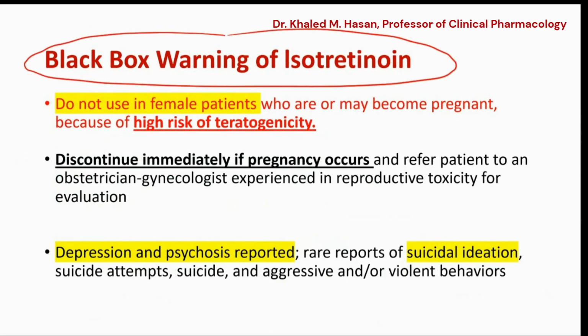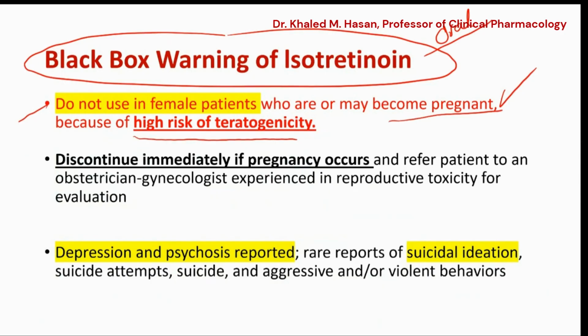Okay, black box warning is very important here for isotretinoin. Here we talk about oral. You agree with this one? And you gave me the brand name Accutane. Okay, do not use this medication in females who are or may become pregnant. What do you think? Yes or no? You agree with this one? Okay, do not prescribe it. It's very important. Thank you so much. Because of the high risk of teratogenicity.